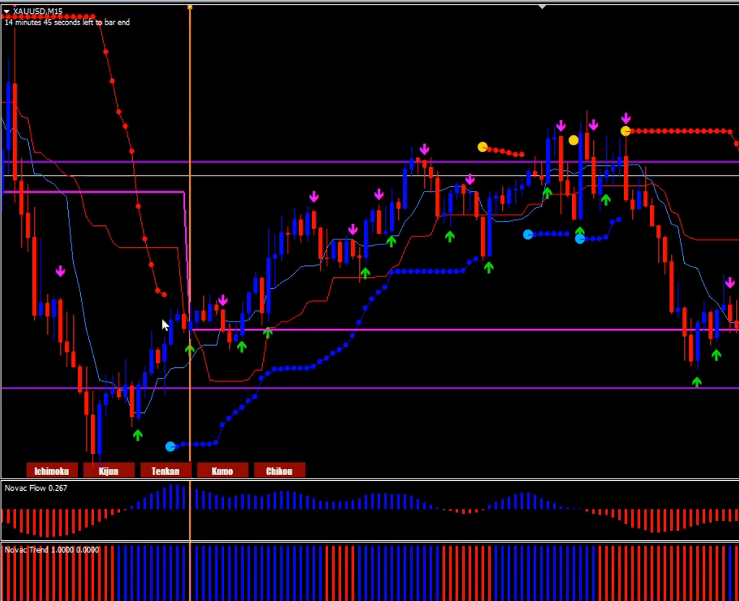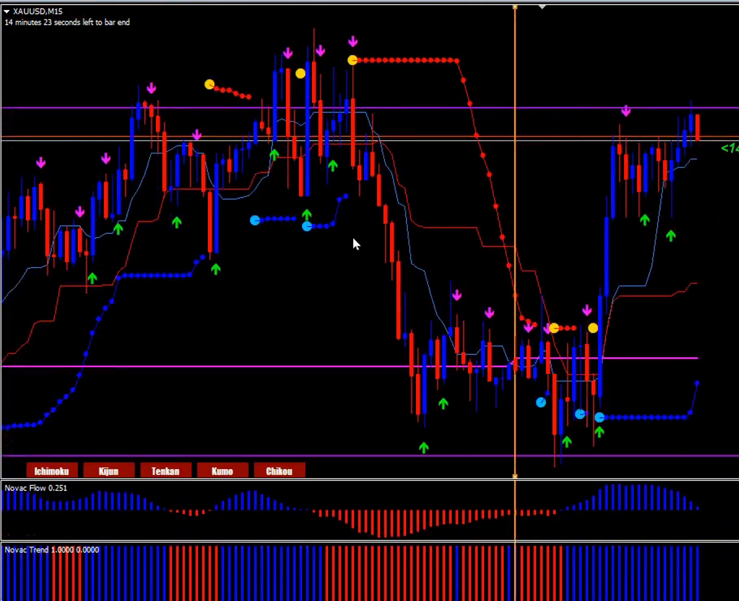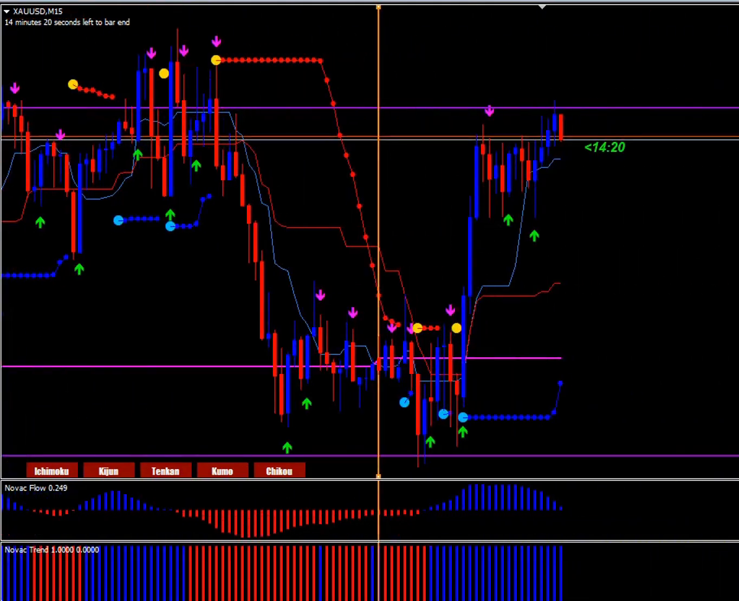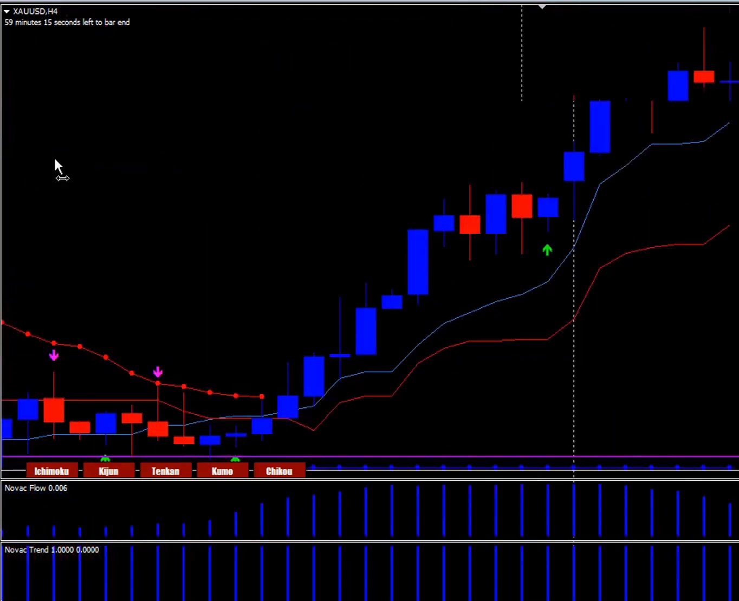Hope you guys can see, whenever there's an arrow at a higher time frame, what you can do is go to M15 and look for the Novak flow and trend, the two lines crossing. The blue must go from below to up for the buy. For the sell, it must go from above to below the red line. So now we are at the H4 again.